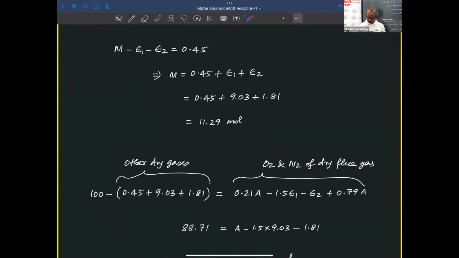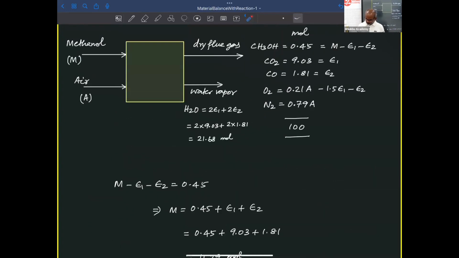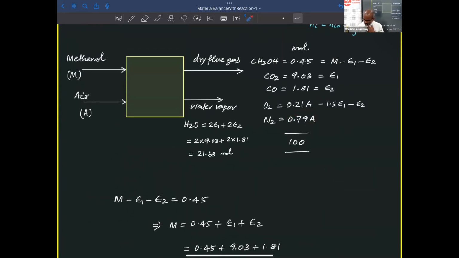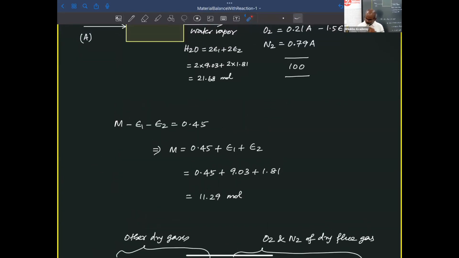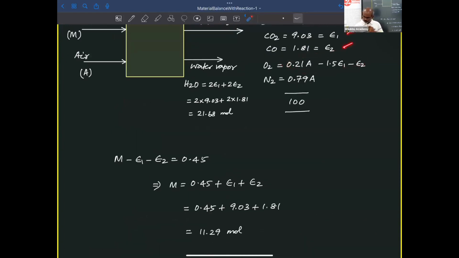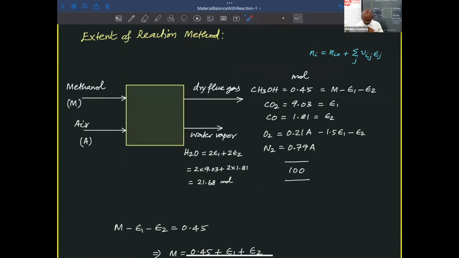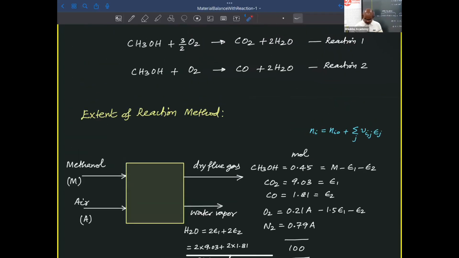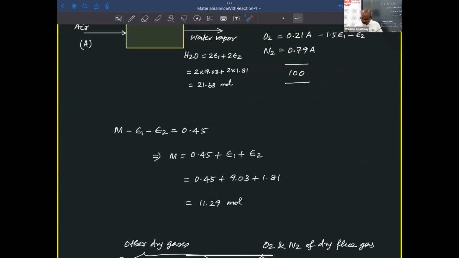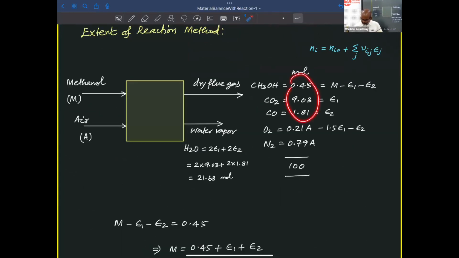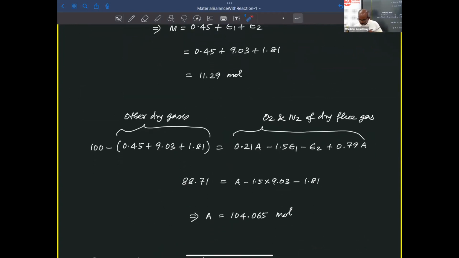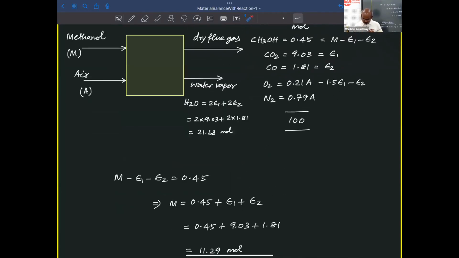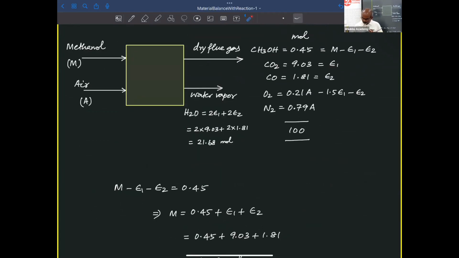Now you can also solve for this N2. Before that, this you can actually solve, because E1 and E2 are available. See, 100 minus the other dry gases. So what are the other dry gases? That is equal to O2 and N2 of the dry flue gas. So we are writing one equation, which is based on the first one. From that, we are getting M.